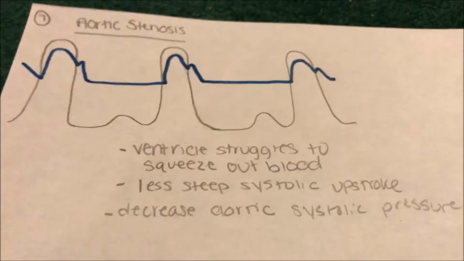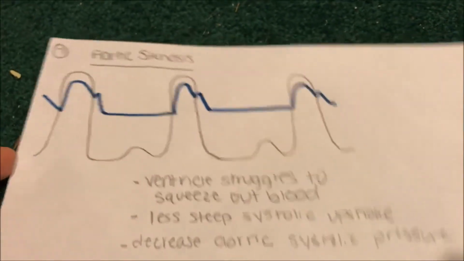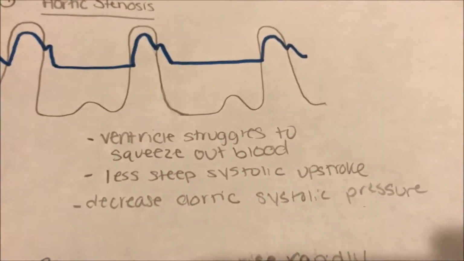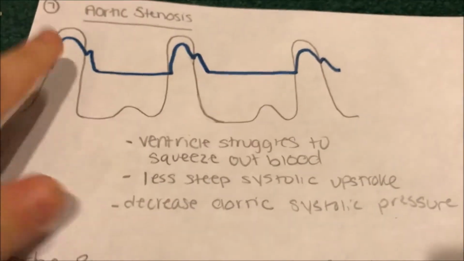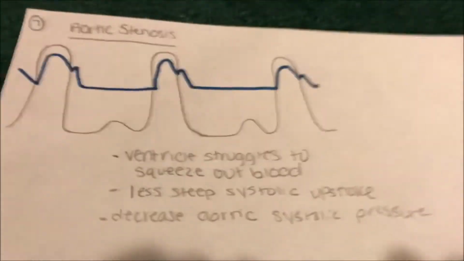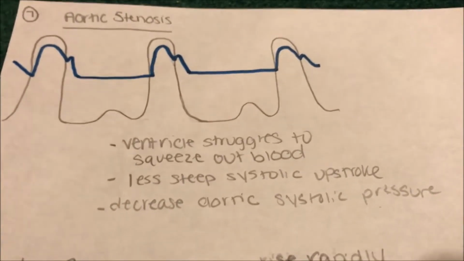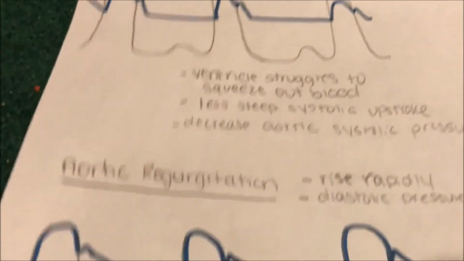This causes a less steep systolic upstroke of the arterial waveform because there's not as much blood pumping through, and this also decreases the aortic systolic pressure, that's the top part of it, because again there's not as much blood that got into the aorta. So that is aortic stenosis.